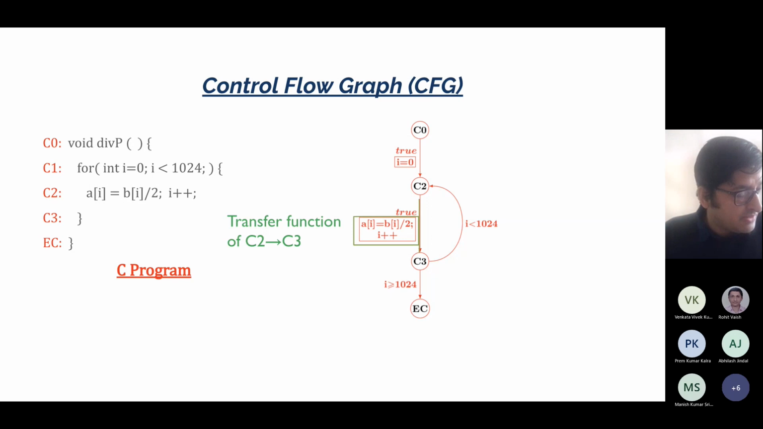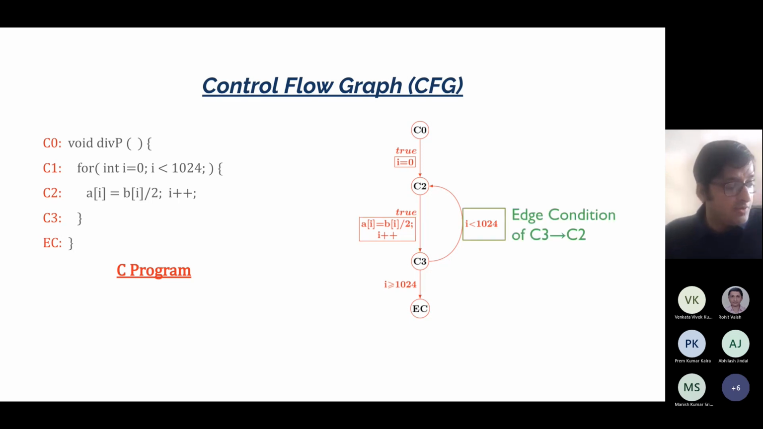Nothing fundamental here. The edge is labeled with a transfer function of the corresponding instruction that determines the new state at the destination of the edge as a function of the machine state at the source of the edge. So for example, let's say this whole thing, C2, was one instruction, A[i] = B[i]/2 and i++. That is basically represented as a function which says how the machine state is changed or mutated across this edge. So that's also called the transfer function.